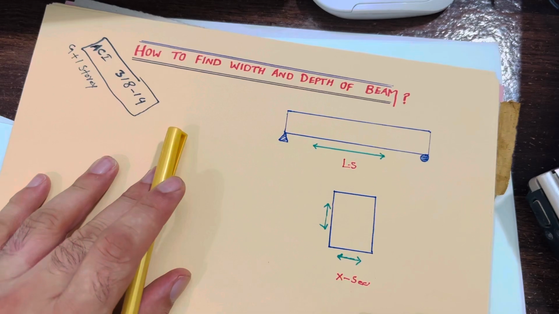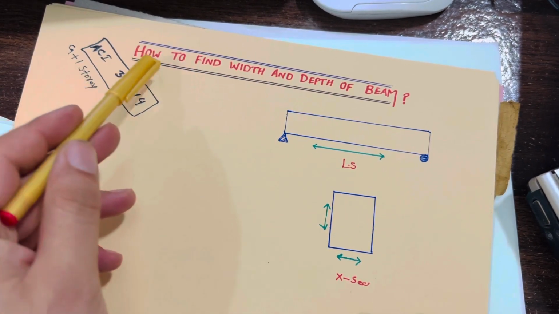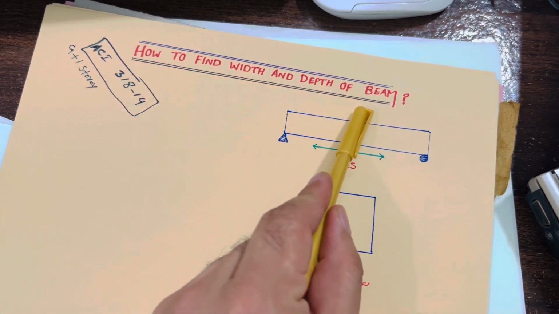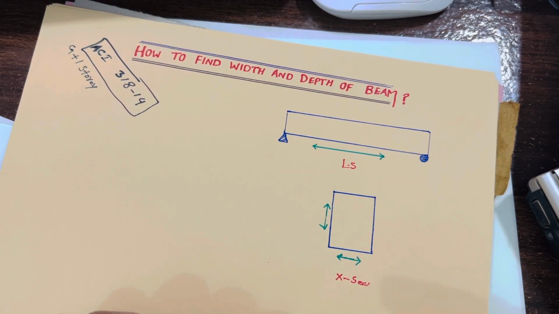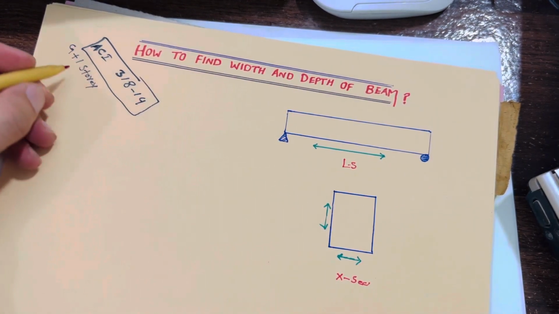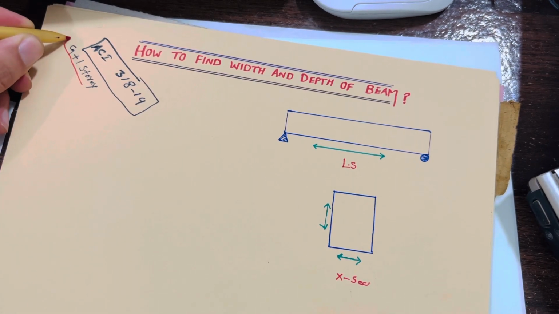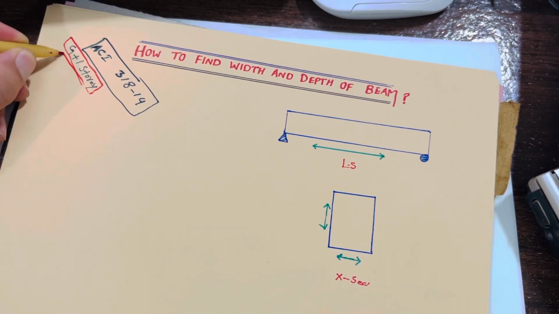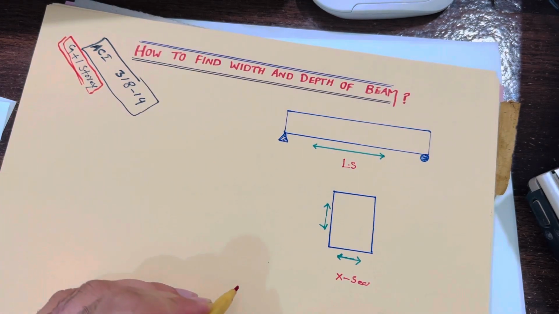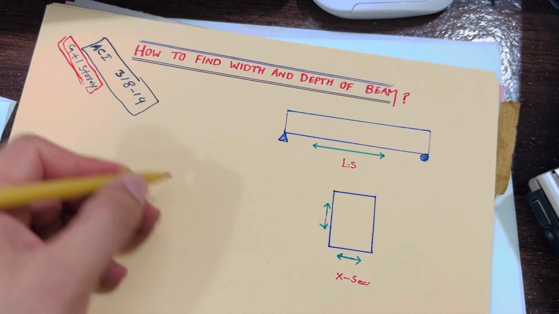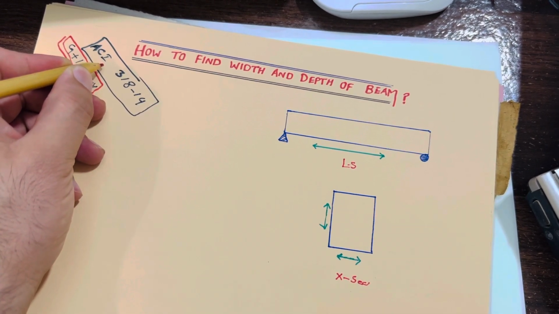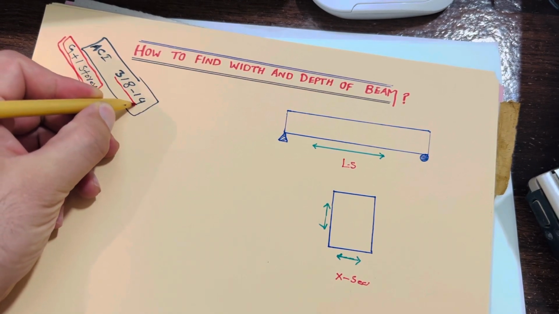In this short video lecture, I will guide you on how to find the width and depth of a beam if you want to build your house and you don't know how to find the depth and width of a beam for a normal residential building up to G plus 1 story. So watch this video till the end to know about the size of the floor beam and its steel reinforcement. The reference is ACI 318-14 from the American Concrete Institute.